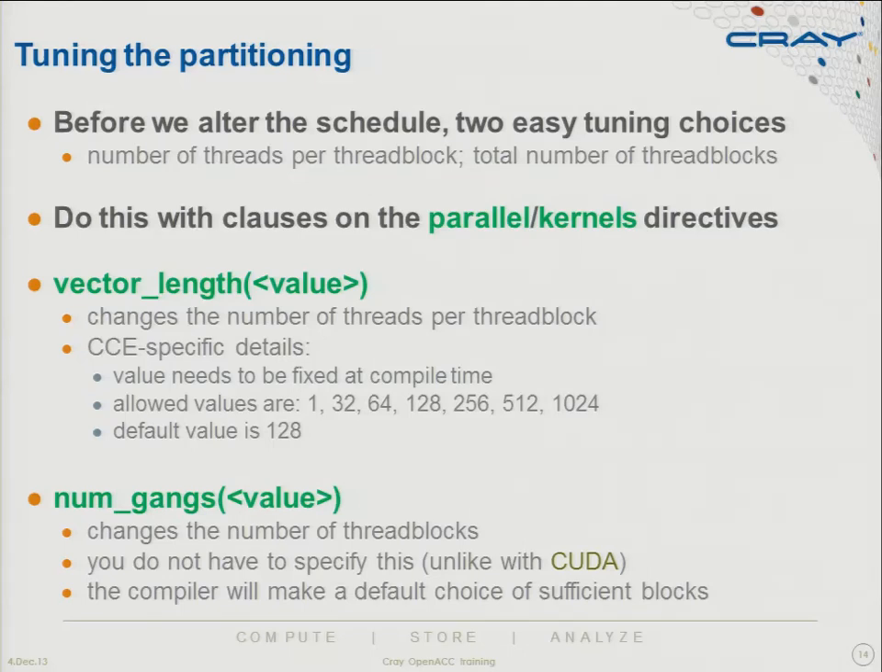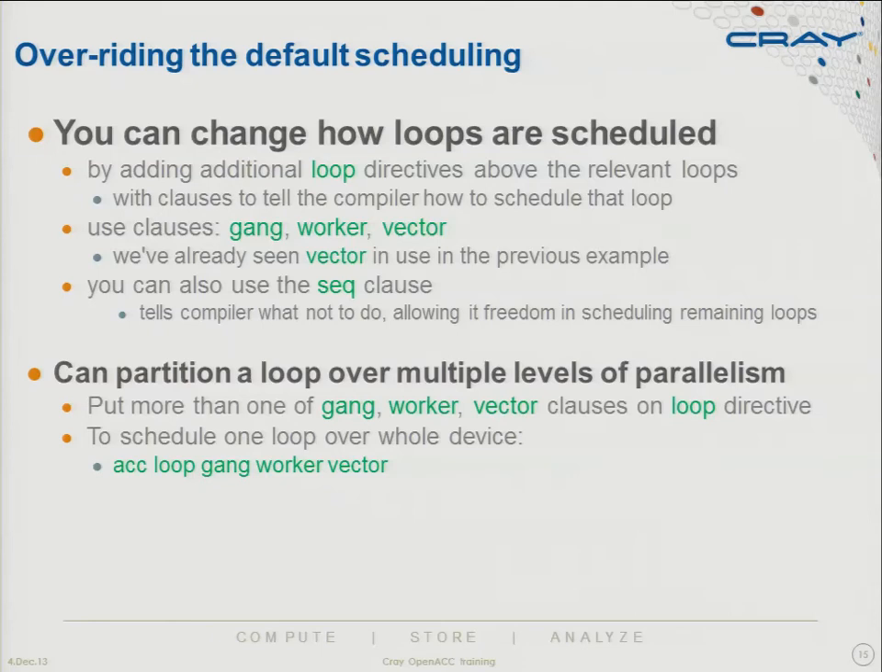If you program in CUDA, as well as specifying the number of threads per block, you also have to specify the number of thread blocks, which usually is number of iterations divided by number of threads per thread block. But you have to do it. In OpenACC, it will do it for you and make a default choice. But you can use a clause to change that number if you want. That's another performance tuning you can do without messing about with the actual source code other than the directives.